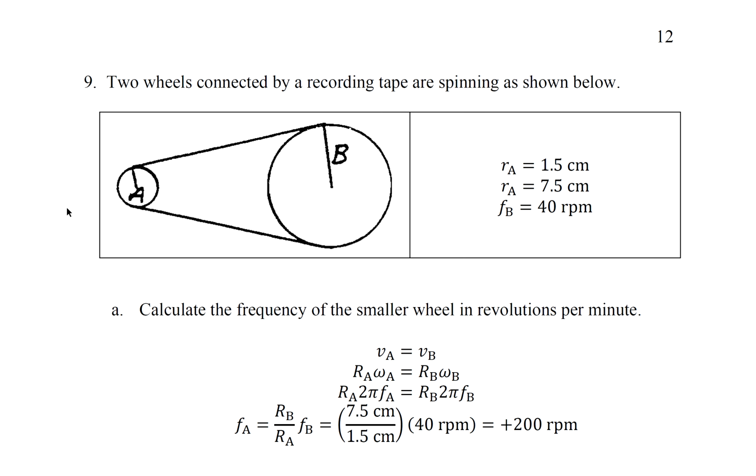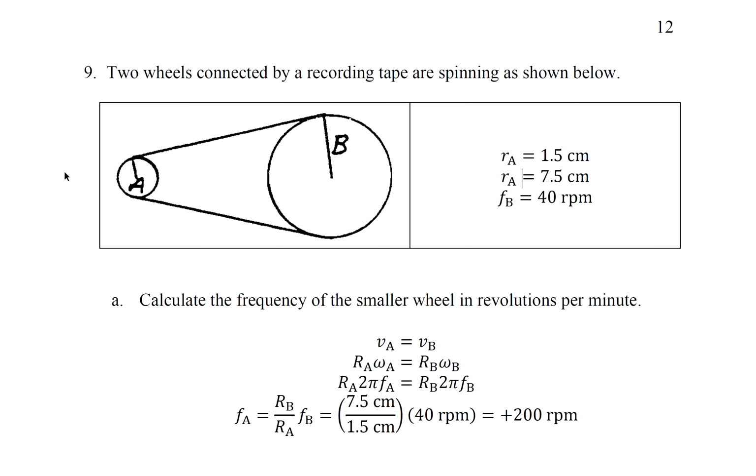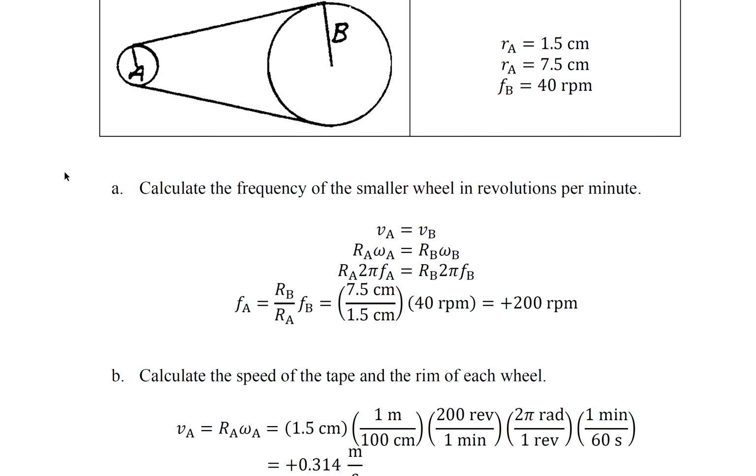Question 9. Two wheels connected by recording tape are spinning as shown below. And we're given the radius of A, the radius of B, and the frequency of B, f sub B. Part A, calculate the frequency of the smaller wheel in revolutions per minute.